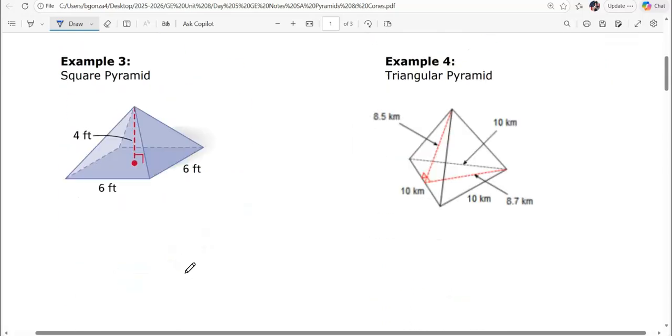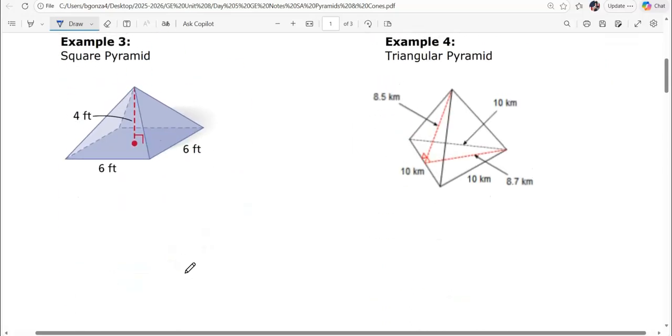Okay, so example 3, we have a square pyramid. First thing I want to do is find P, the perimeter of the base. So it looks like a square, 6, 6, 6, and 6. If I add 6 plus 6 plus 6 plus 6, I get 24. So P equals 24.